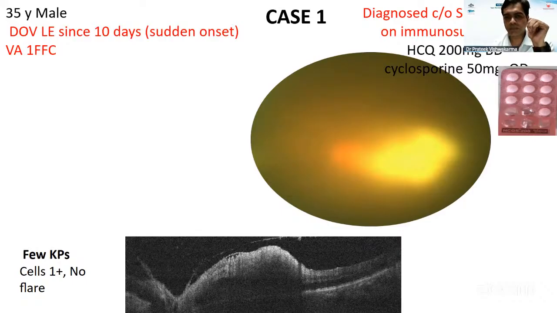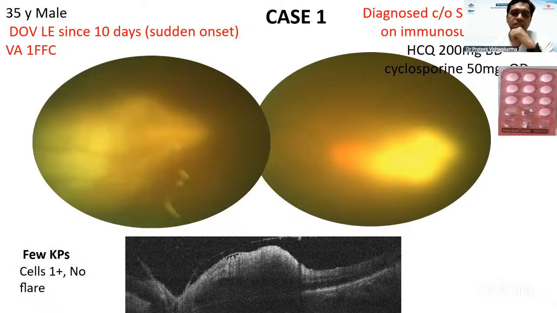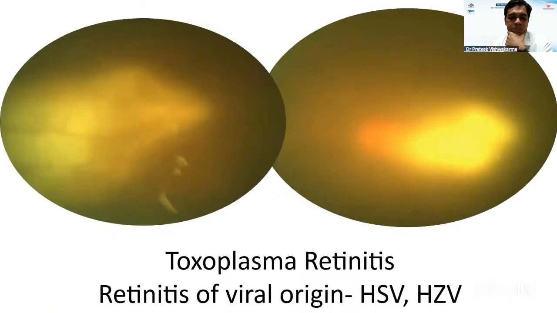But on further examination, we found another lesion on the nasal retina, a wedge-shaped retinitis patch. Looking at this patch, we got somewhat carried away, and we thought maybe it is a case of viral retinitis. So we kept two provisional diagnoses: retinitis of viral origin and toxoplasma retinitis.